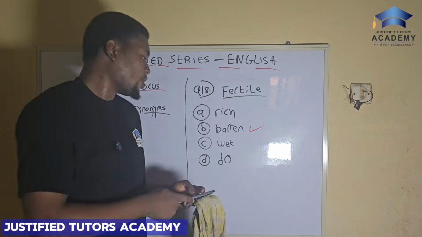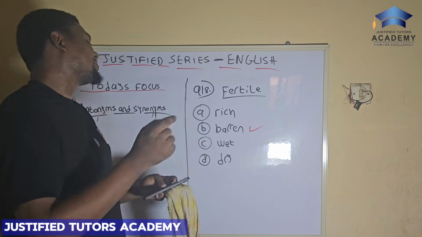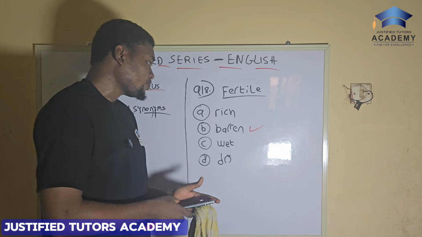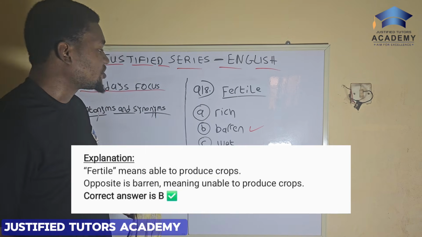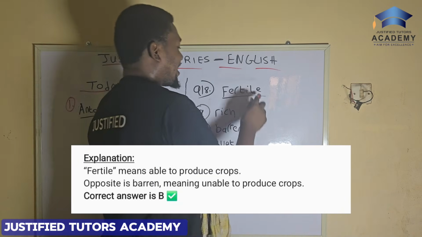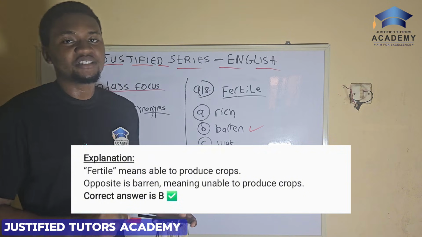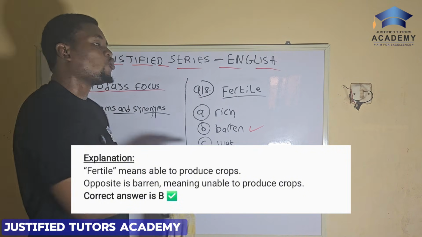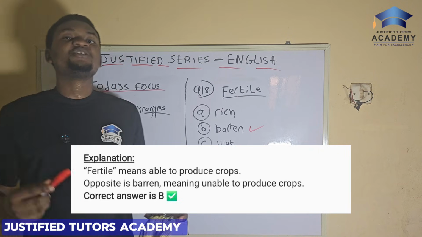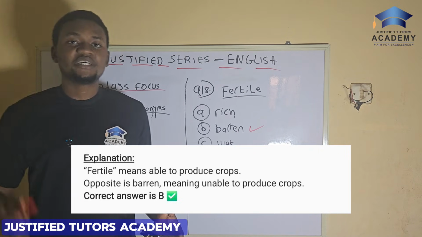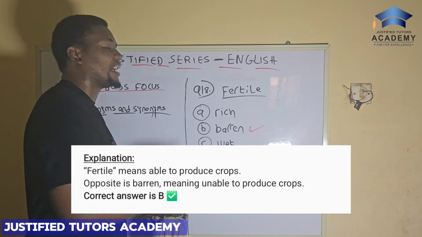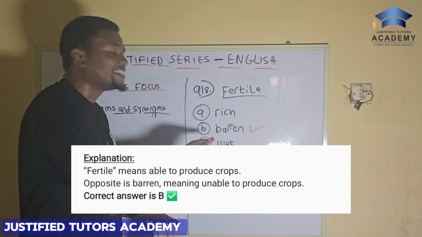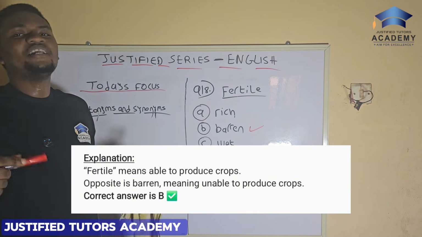Now, why is it B? What does B mean? Why is it not C? Why is it not D? And why is it not A? Now, the reason is because option A, rich, is similar in meaning to fertile. Because we can say the soil is rich. So you get, when we say the soil is rich, what we mean is that the soil is rich in mineral resources, which has the same meaning as fertile. Hope you're getting me. Now, when we say C, wet, the soil is wet.